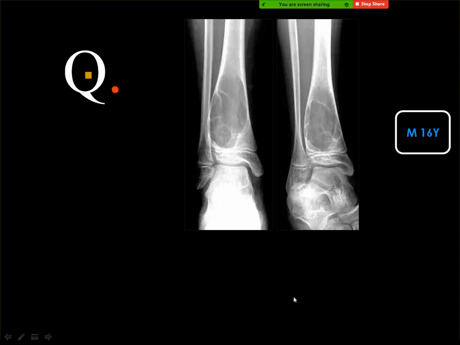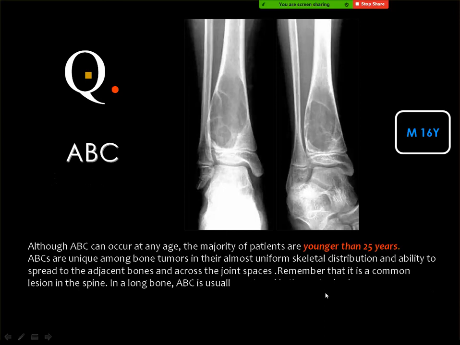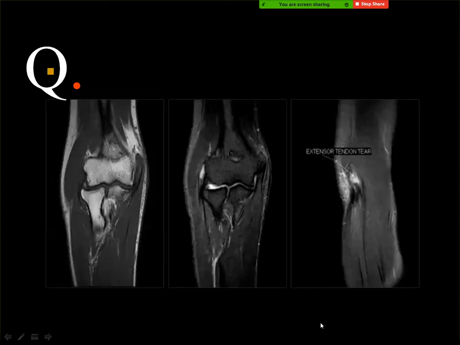Aneurysmal bone cyst. Yes, aneurysmal bone cyst, and this is a bubbly lesion with internal septations in the distal part of the tibia, which is a common location for aneurysmal bone cyst.